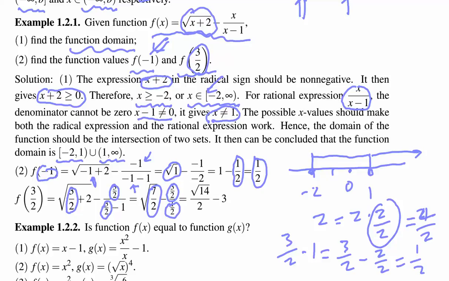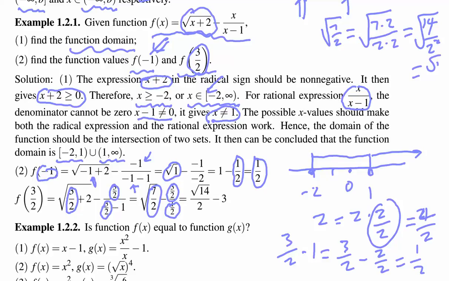Then the radical, let me write here. Radical 7 over 2 is radical 7 times 2 over 2 times 2, which is radical 14 upstairs. Downstairs is 2 squared. That's how you have a radical 14 upstairs. Downstairs is 2. So we got this one.